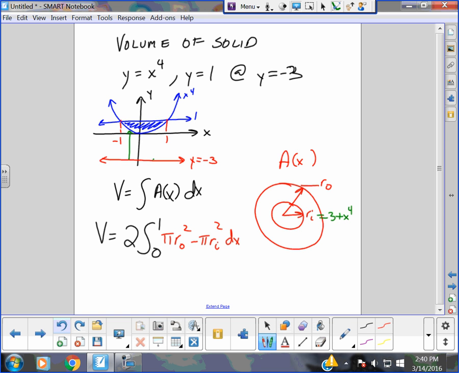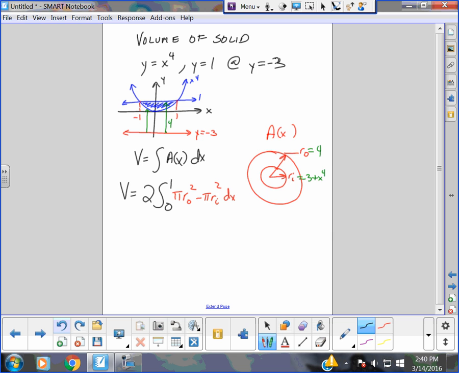Everybody, what's the outside radius this time? Well, 1 minus a -3. I think the outside radius is always 4, right? -3 to 1. It's always a constant. Now again, this time I'll take some time and we'll actually do the integral. It's 4 squared minus (3 plus x to the 4th) squared dx.